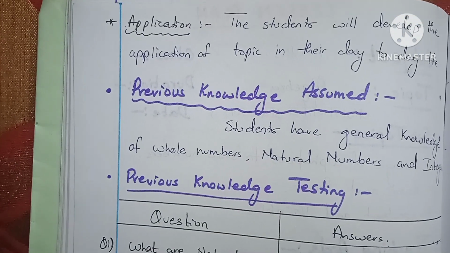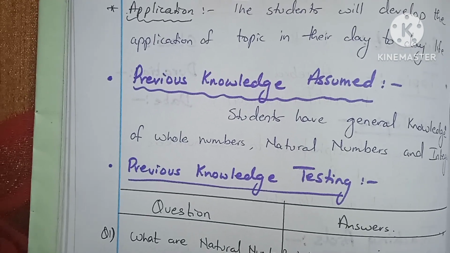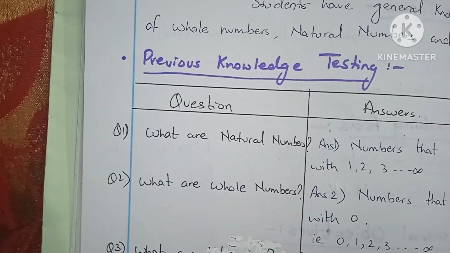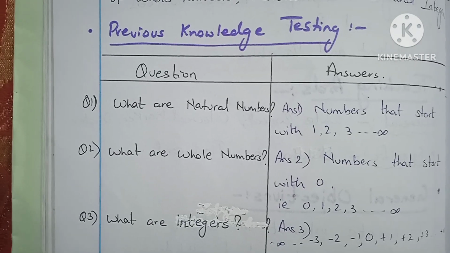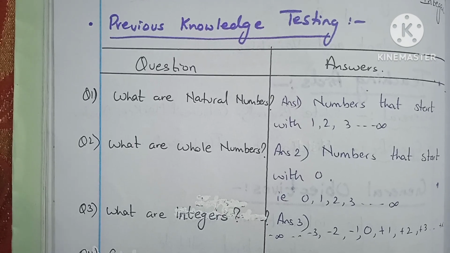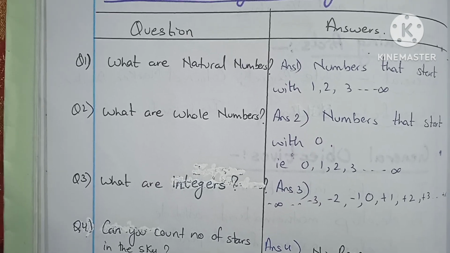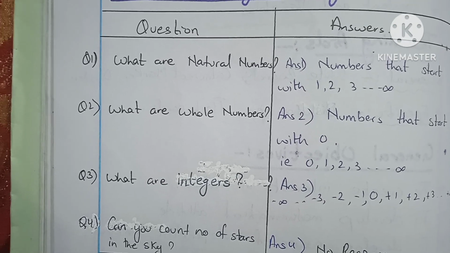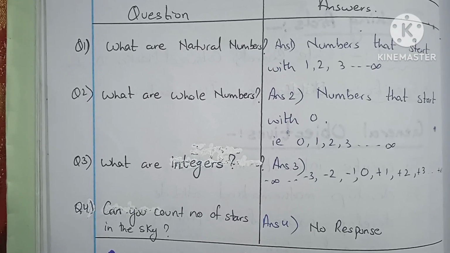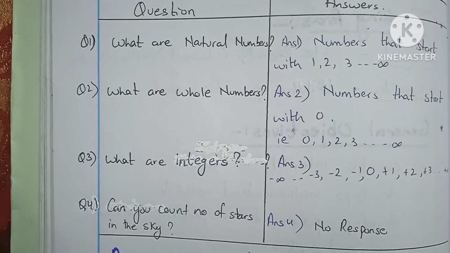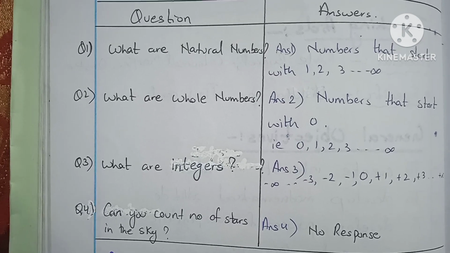For previous knowledge assumed, it is assumed that children are aware of whole numbers, natural numbers, and integers. So, teacher asks the question, what are natural numbers? And students reply, numbers that start from 1, 2, and move on till infinity. Then what are whole numbers? That is numbers that start from 0. So we have got 0, 1, 2, 3 and this can move till infinity. What are integers? Children tell 0, plus minus 1, plus minus 2, plus minus 3, till you can move on till plus minus infinity. These are called integers.